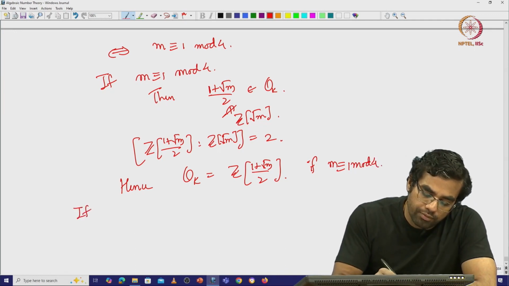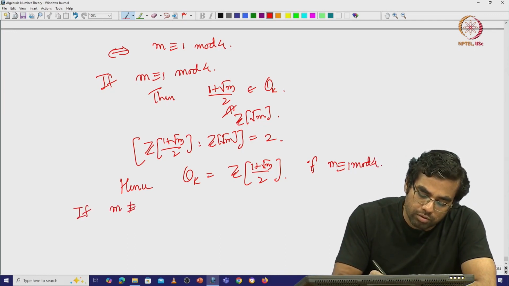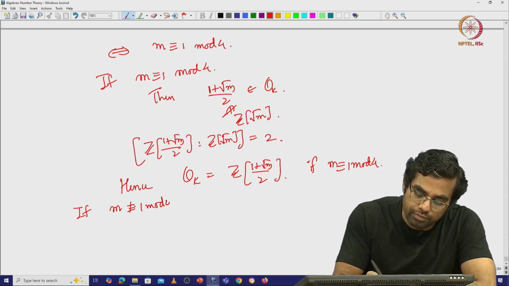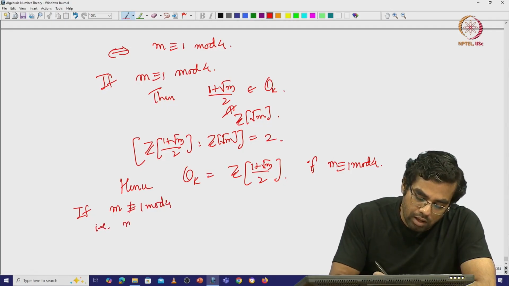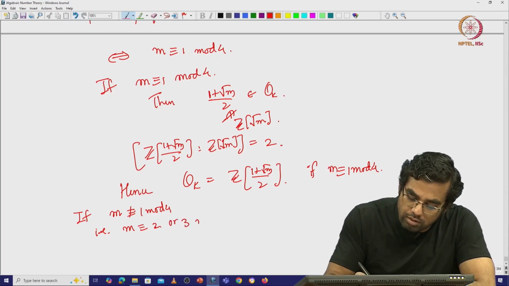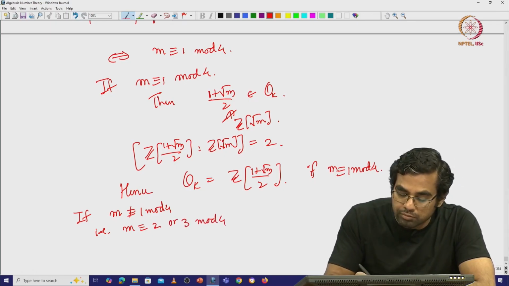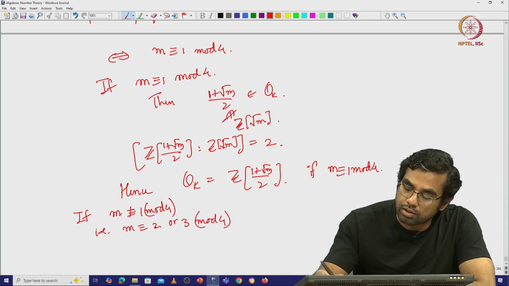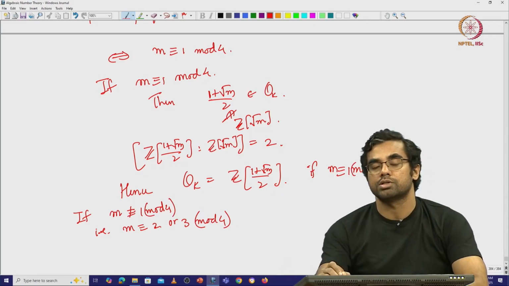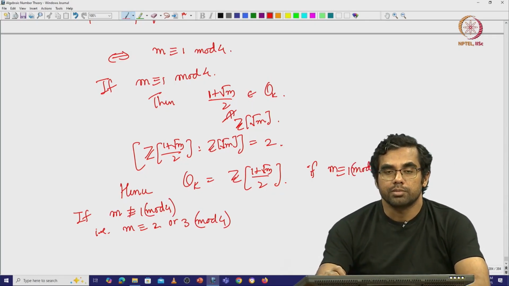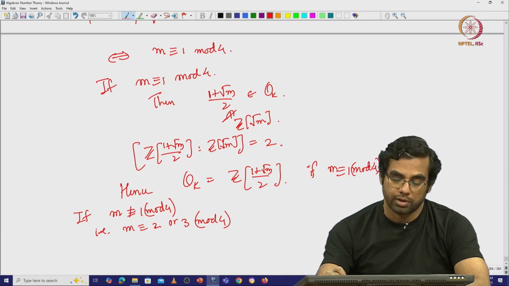Now, if m is not congruent to 1 mod 4, i.e. m is congruent to 2 or 3 mod 4. m cannot be congruent to 0 mod 4 because m is square free. If m is divisible by 4, then m will be divisible by 2 squared, so it won't be square free.